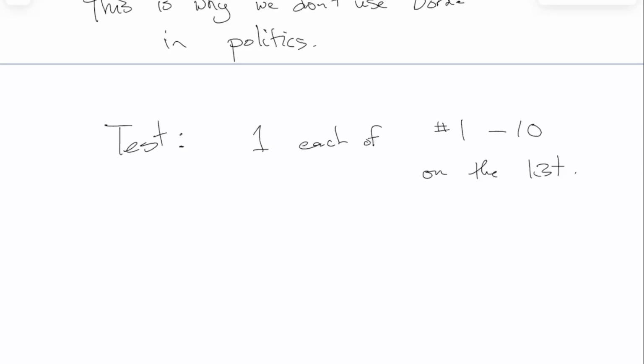I will not expect that you have all of those things memorized, but you should be able to explain any one of them. Like I could say, explain why the Borda does not satisfy the Condorcet winner, or something like that.